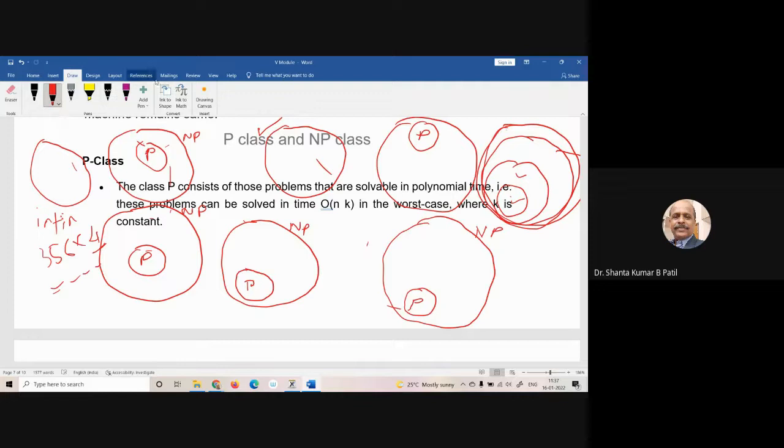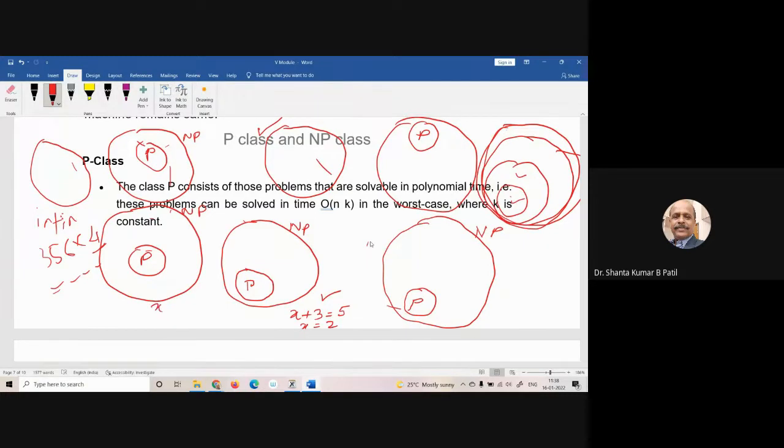I hope you people are making the difference between the polynomial and the non-polynomial. A simple example I can give. For example, in the case of the polynomial, x plus 3 is equal to 5. It has a solution. This problem has a solution, right? X plus 3 equals 5, within a finite time I can find the value of x is equal to 2.